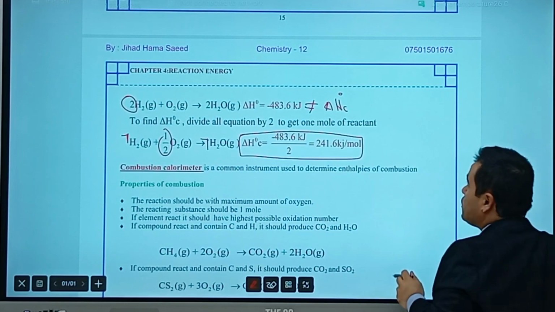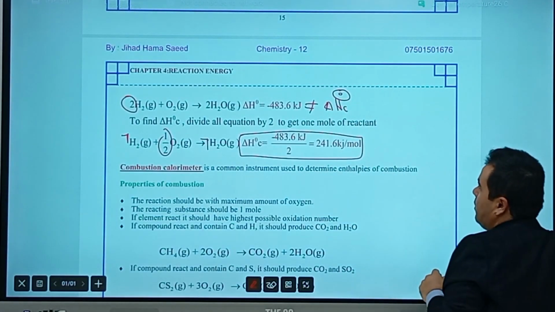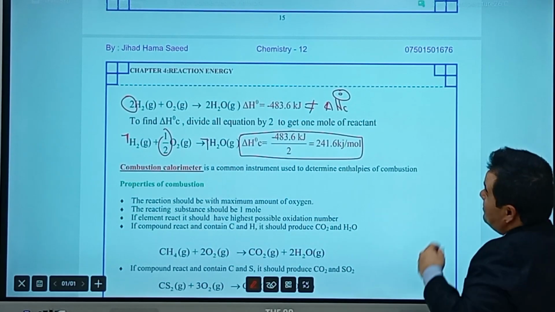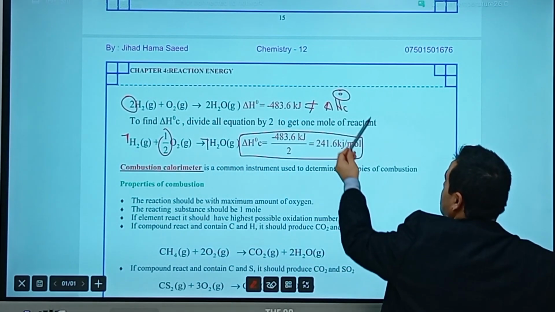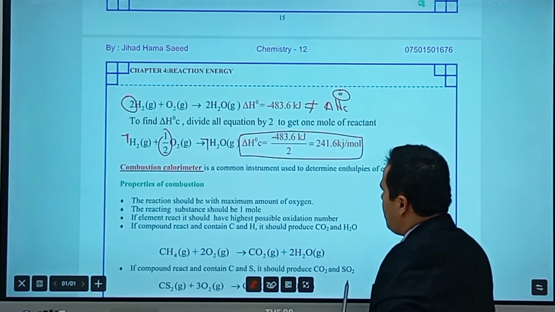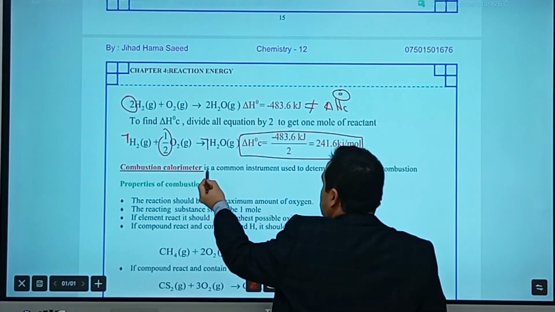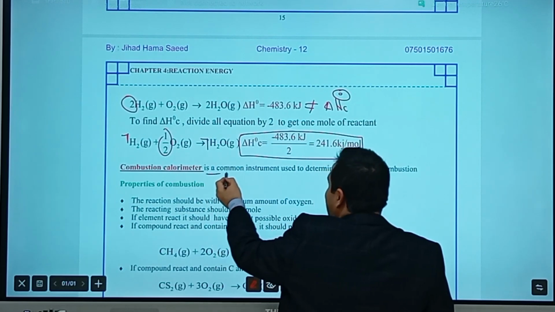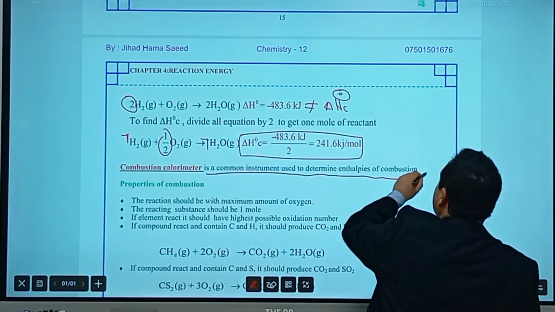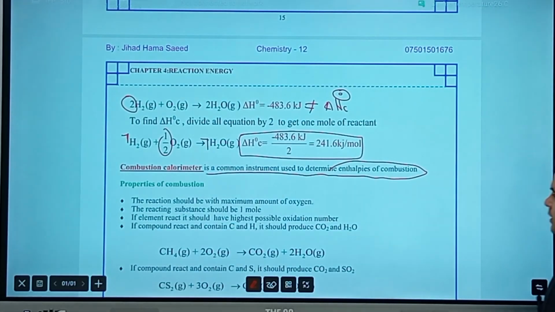The enthalpy of combustion is represented by delta Hc with this symbol. The symbol represents the standard enthalpy of combustion as the enthalpy of reaction. We have a combustion calorimeter we talked about previously. It's a common instrument used to determine the enthalpy of combustion. We have explained this in detail.